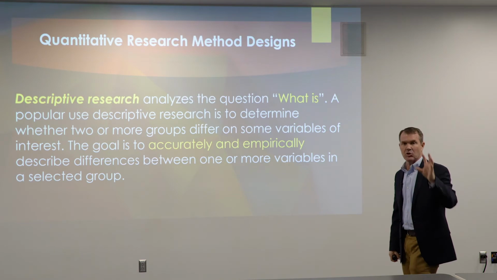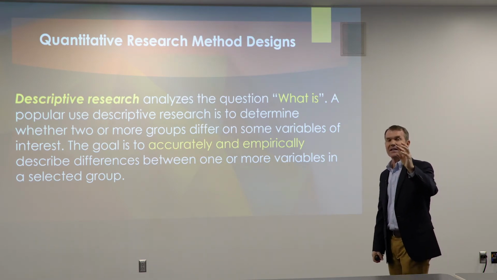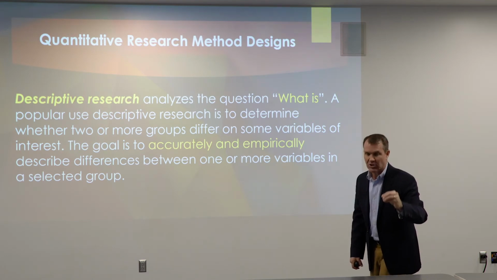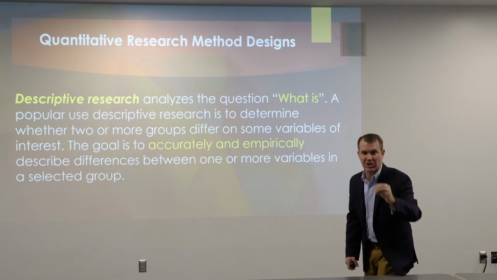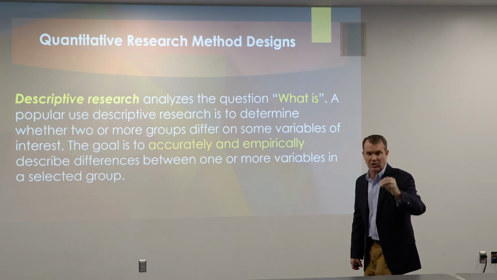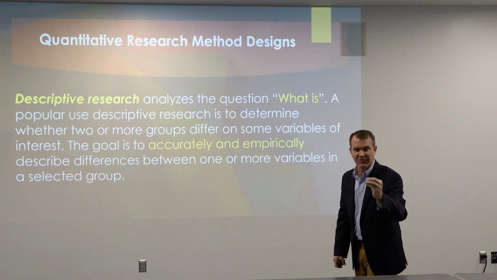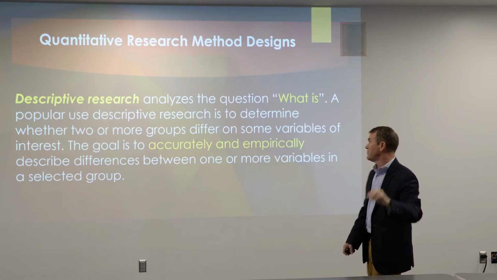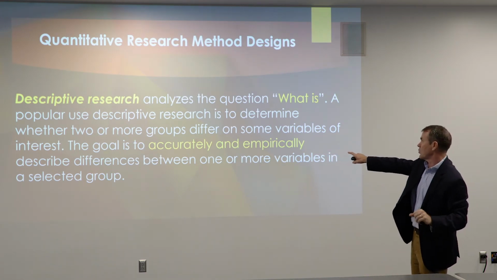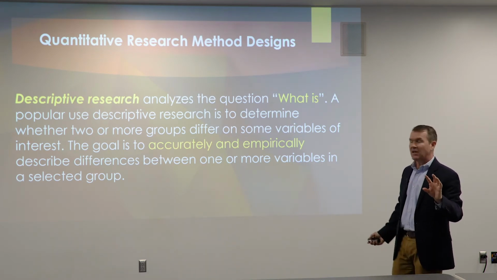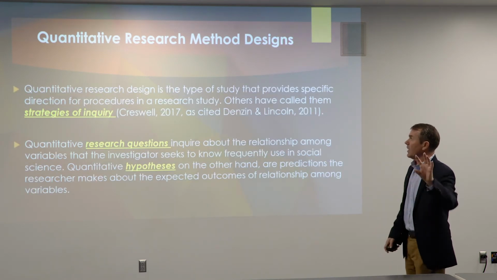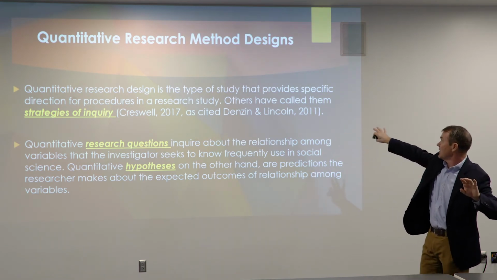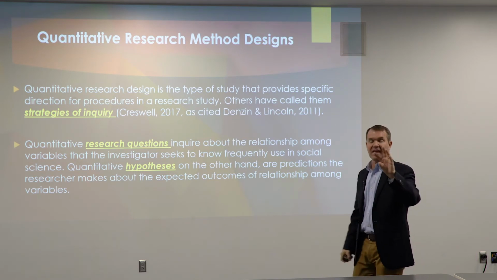The goal is to accurately and empirically, again, scientifically, with numbers, not words, generate a scale, a system, a scientifically quantifiable description of the phenomena you are observing. It describes the differences between one or more variables in the selected group. Quantitative research design is a type of study that provides the direction for studies.